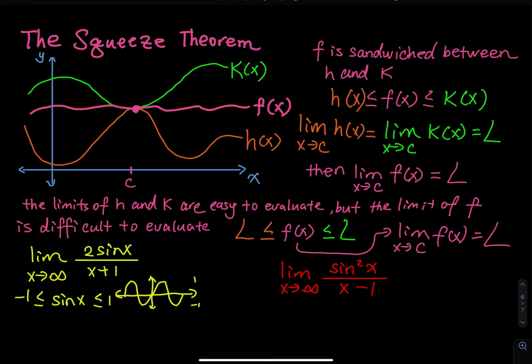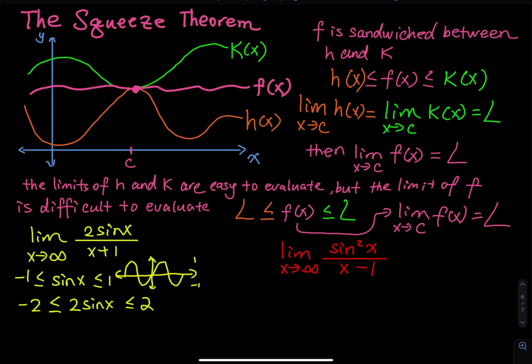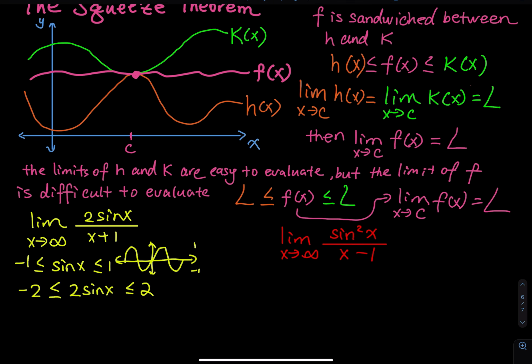So look at this compound inequality. The next step is we will multiply each side by 2. So -1 times 2 is -2, less than or equal to 2 times sine of x, less than or equal to 2. Okay? So multiply each side by 2, and then we are going to divide each side by x plus 1. So we have -2 divided by x plus 1, less than or equal to 2 times sine of x divided by x plus 1, less than or equal to 2 divided by x plus 1.